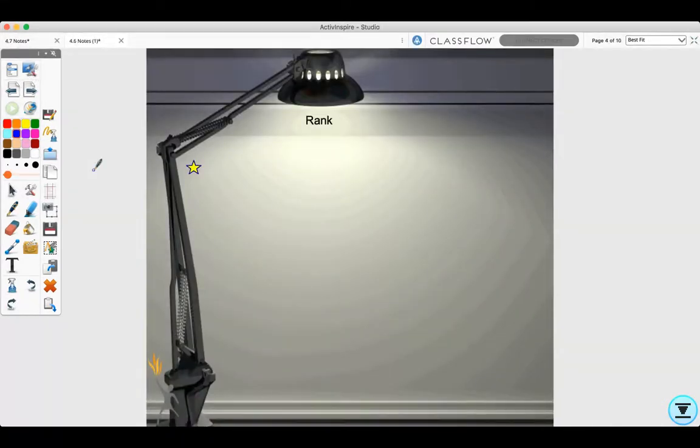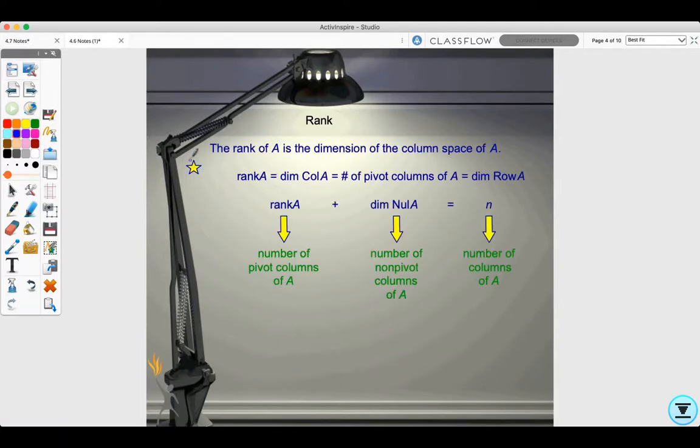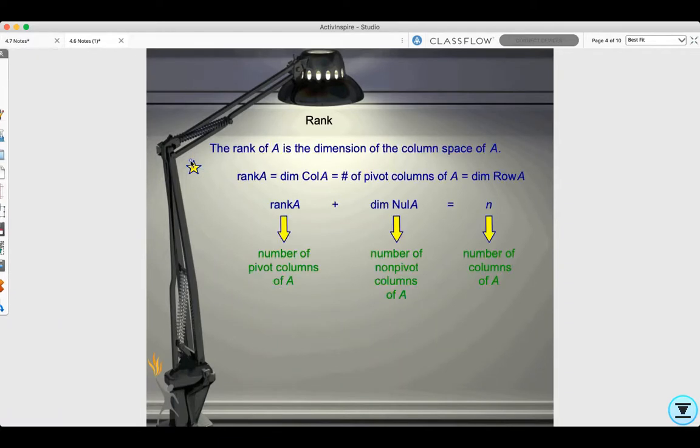Rank. The rank of A is the dimension of the column space of A. Rank A equals the dimension of Col A, the number of pivot columns in A, which equals the dimension of Row A. So rank A is the number of pivot columns, plus the dimension of Null A, the number of non-pivot columns of A, equals n, the number of columns of A.